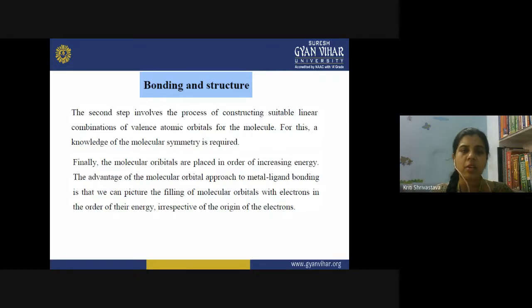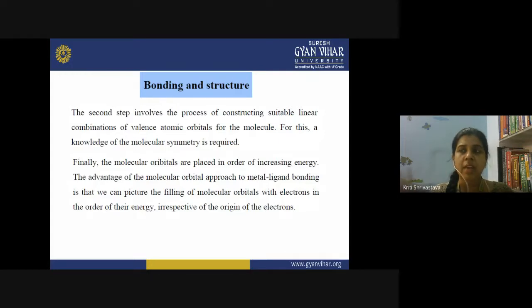Finally, the molecular orbitals are placed in the order of their increasing energy, and then you correlate the orbitals of metal and ligand. The advantage of a molecular orbital approach to metal-ligand bonding is that we can picture the filling of molecular orbitals with the electrons in order of their energy, irrespective of the origin of the electron. So it does not matter where my electron is residing, whether it is in the sigma orbital, sigma star orbital, or pi star orbital.